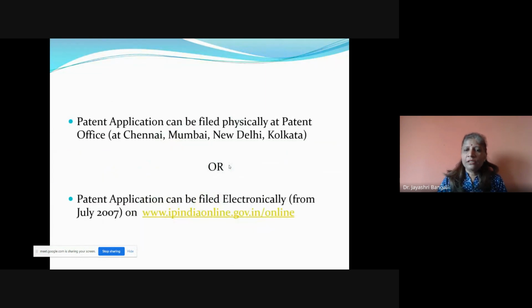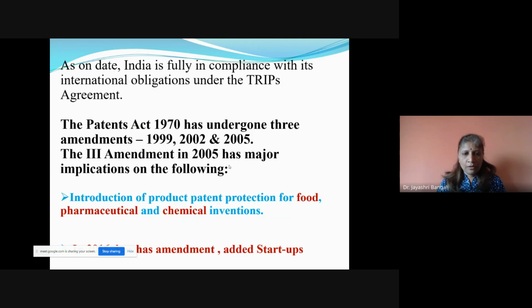Now, a patent application can be filed physically at the patent office, or you can file it online also. There is a site, ipindiaonline.gov.in. The application form is available on the website also. You can fill it online, or you can file it physically at the offices situated in Chennai, Mumbai, New Delhi, or Kolkata.